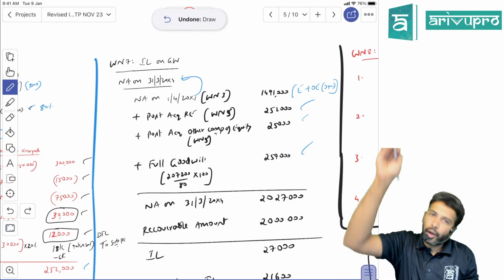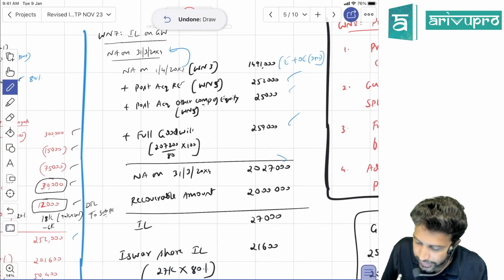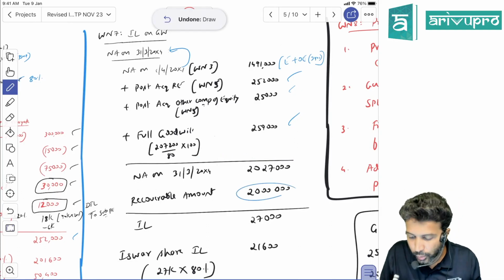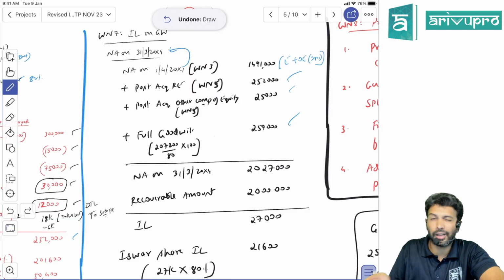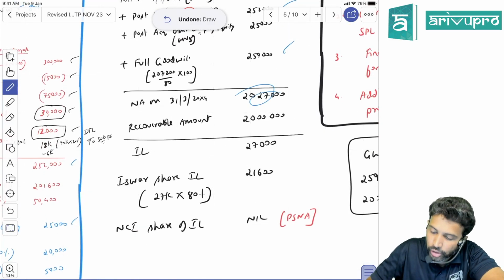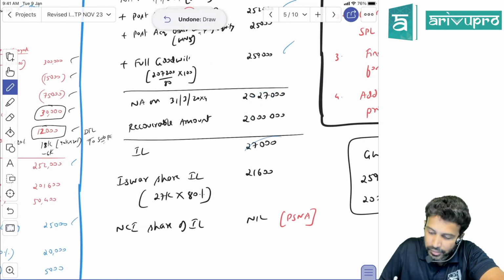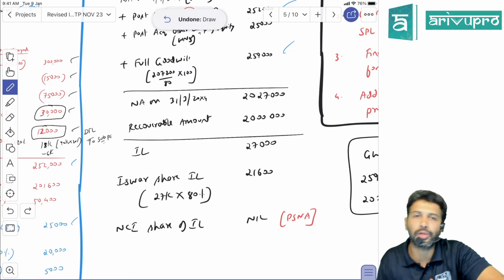Okay, sir. Now all assets have been included. Yes. Now you'll get the net assets. The recoverable amount was given in the question as 2,000 million, which I have expressed in full value, I mean in thousands. So the carrying amount is this much, the recoverable amount is that much. Do you have an impairment loss? Yes. We have 27,000 as impairment loss.